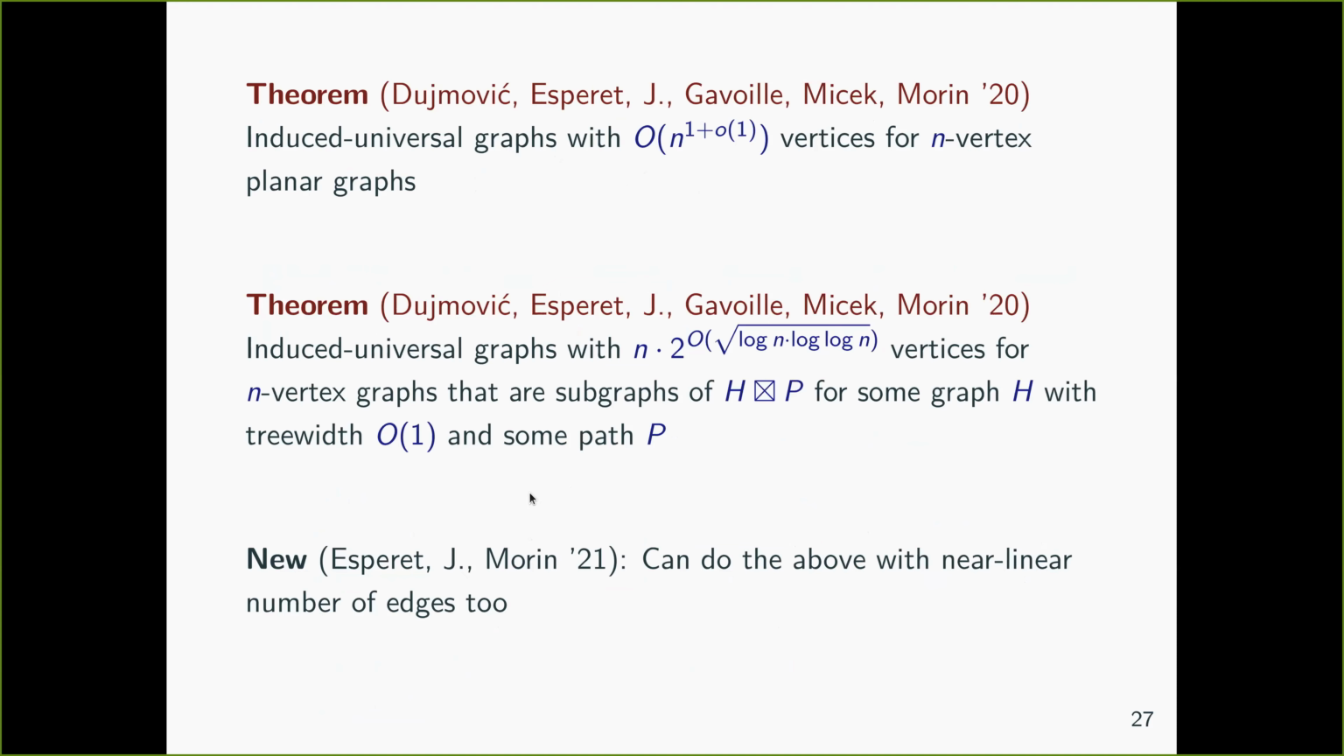And one thing we did very recently with Louis and Pat is that we showed that we can actually combine the 2 things together. So there are induced universal graphs with a near linear number of vertices and near linear number of edges. But the construction is more complicated, and there is some blow up in the bounds. But anyway, it turns out that you can actually combine the 2 problems into one if you want.